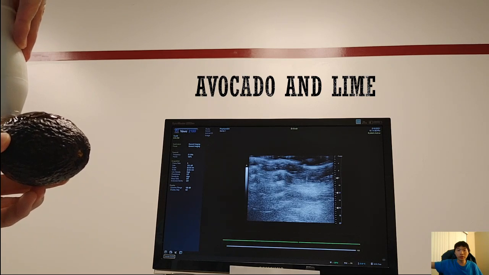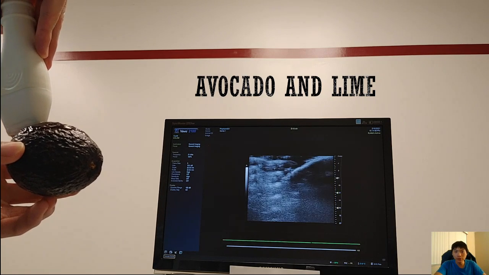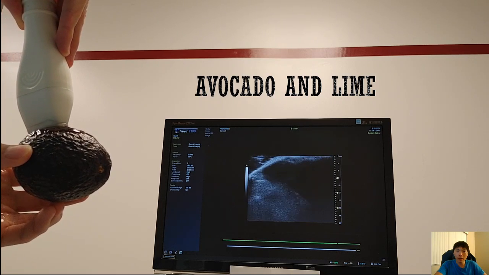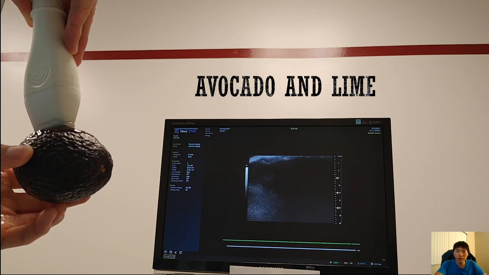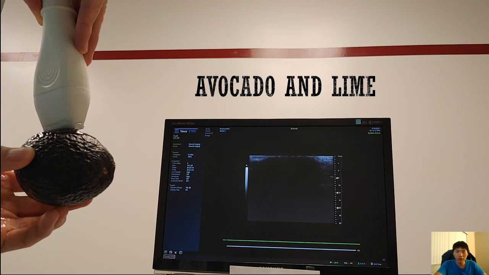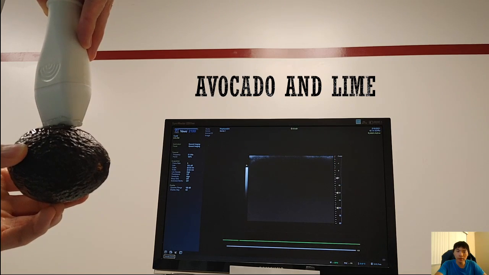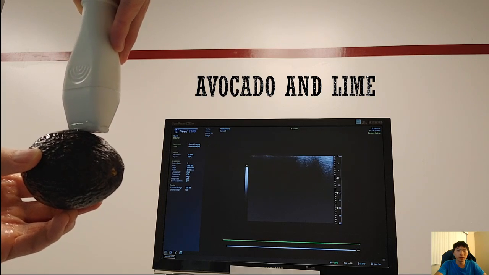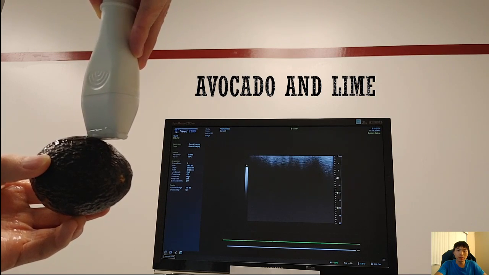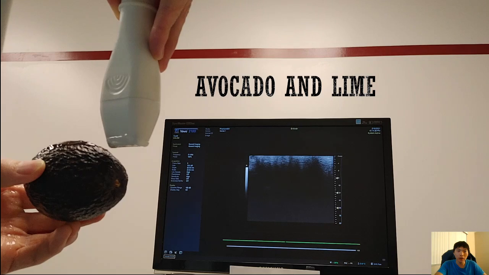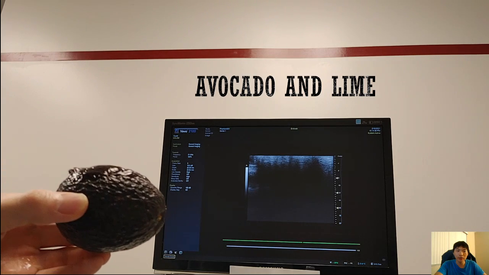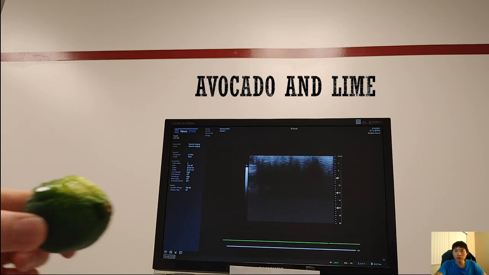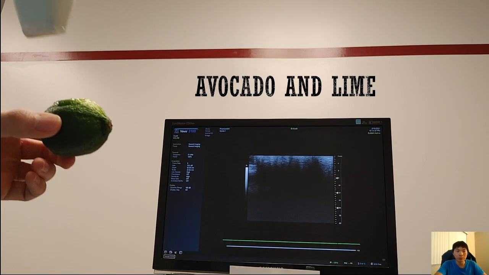What I'm doing is moving the transducer across the avocado. Let's have a look at the image. You can see mostly just a very big shadow cast by the avocado. You can see maybe a little bit of the texture of the skin, a little bit of the wrinkles on the avocado skin. But more or less, it's just a great big shadow that goes across as I move the transducer across the avocado. Okay, let's have a look at lime, see if it's any better.